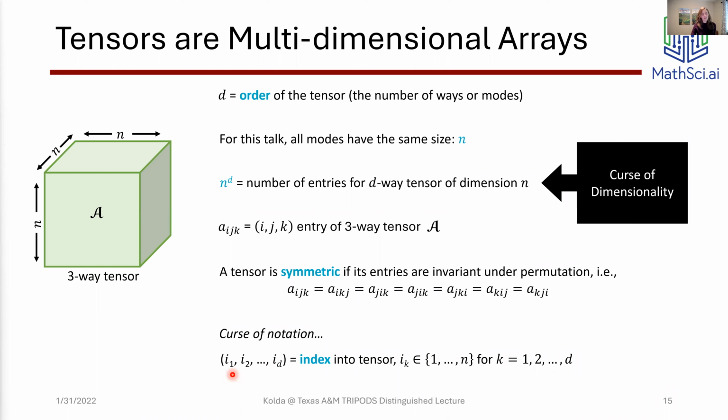We will occasionally talk about higher dimensional tensors, and then we have to index them with D entries for a D-way tensor. So we do I1, I2 through ID, and I call that the curse of notation because it's sort of ugly to show. So I won't actually show it that much in the talk, just a couple times.